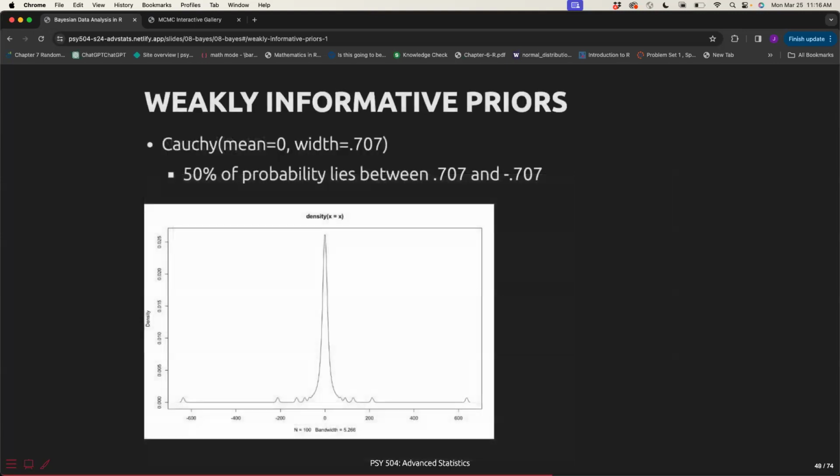Another type of weakly informative prior that's widely used is a Cauchy prior with a mean of 0 and a width of 0.707. If you use JASP and have done Bayesian analysis in the JASP program or some of the other programs in R, they most likely use this Cauchy prior as a weakly informative prior by default. This particular distribution is very similar to a normal distribution, but it has super wide or fat tails. When we set the mean to 0 and the width to 0.707, that means that 50% of the probability is going to lie between these two values here, right? So this is used by default in a lot of programs or packages that you use.